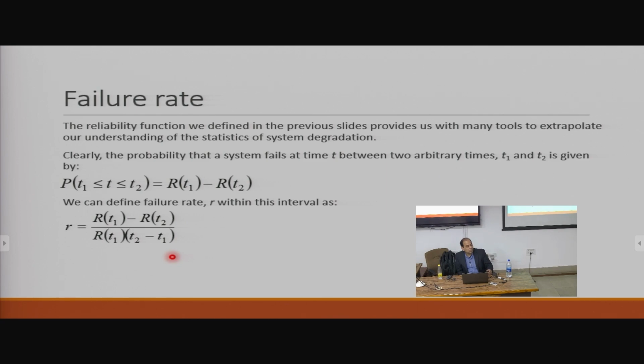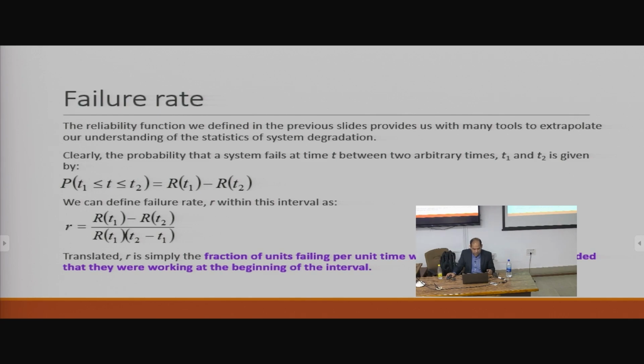Okay, so this tells you what fraction of the remaining components are failing per unit time. Every hour, you could say 10% of the remaining components are failing, provided that they were working at the beginning of the interval. So you have to keep that into account: if you have already failed, then you don't get into the equation.